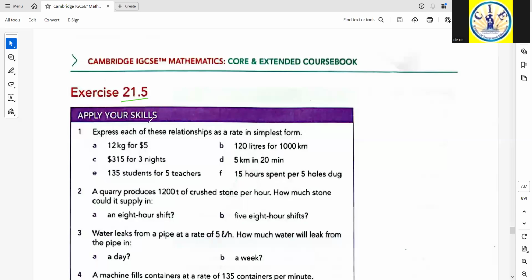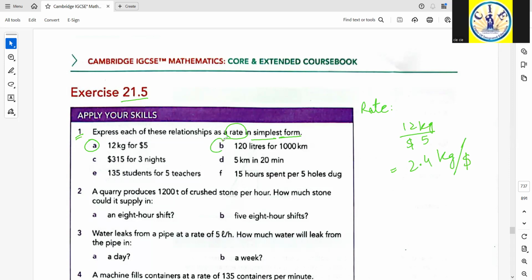Exercise 21.5, question number 1. Express each of these relationships as a rate in simplest form. Part A, 12 kilograms for $5. So the rate is going to be 12 kgs divided by $5, which will give us 2.4 kgs per $1.